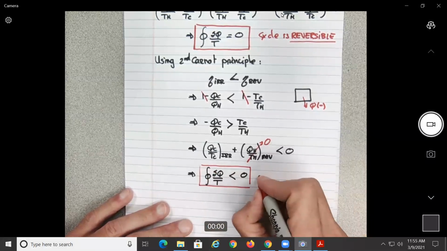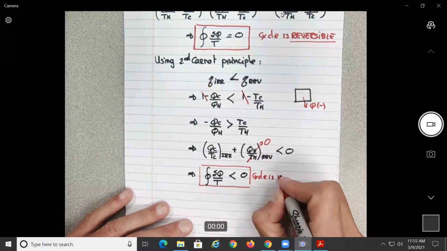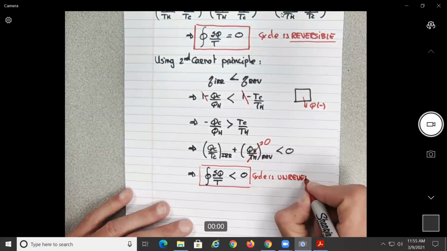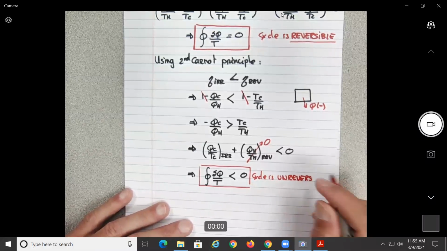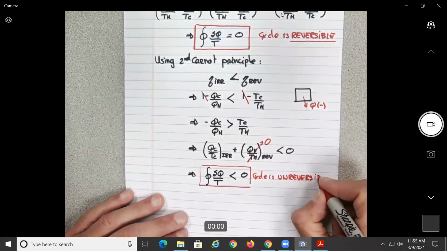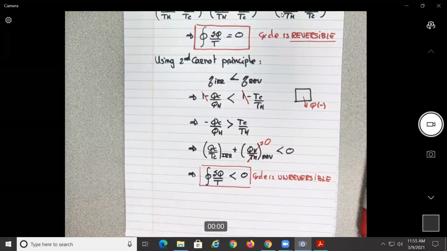And this cycle is unreversible. Or irreversible, I don't know how they call it. How do we call it here? Unreversible? Unreversible. Okay, so I think actually the book calls it irreversible, and some other texts will call it non-reversible. So I don't know. Doesn't matter, okay?